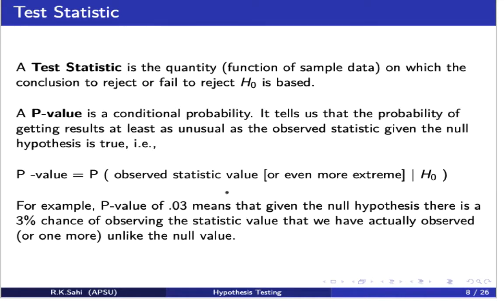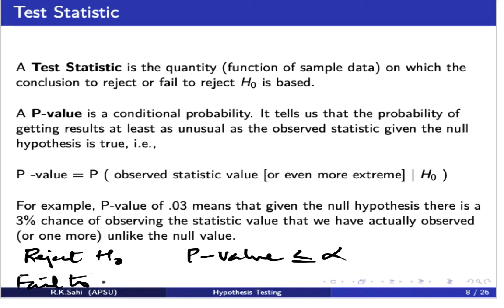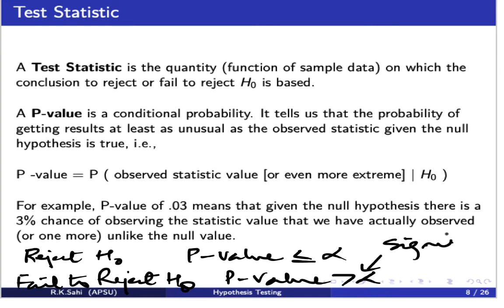Remember, the test statistic is the quantity on which the conclusion to reject or fail to reject is based. And the p-value is the conditional probability. It is the probability which tells us whether the observed statistic is unusual given the null hypothesis. Okay, and the way we make our analysis is we reject the null hypothesis if the p-value is less than or equal to alpha, and we fail to reject the null hypothesis if the p-value is strictly greater than alpha. The alpha here, guys, I'm talking about is the significance level.